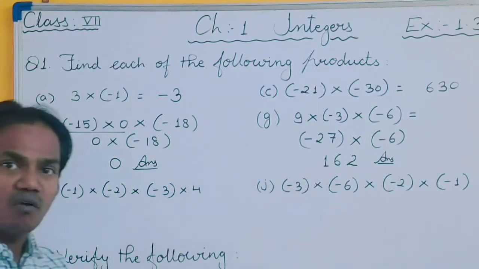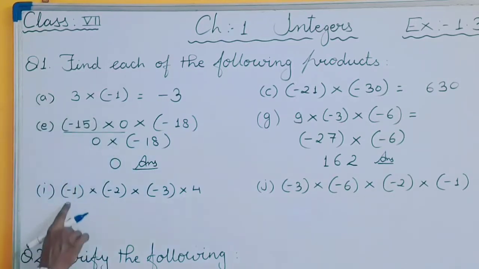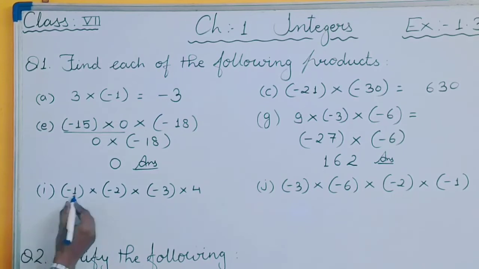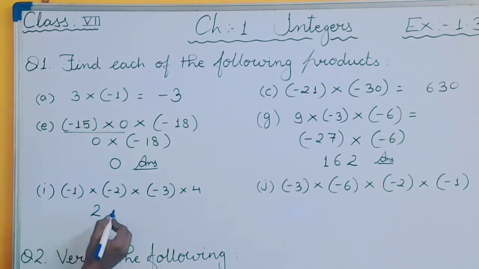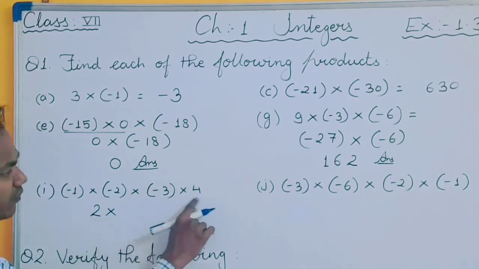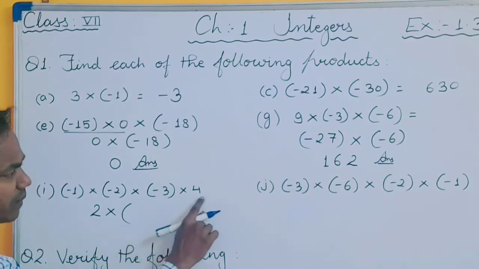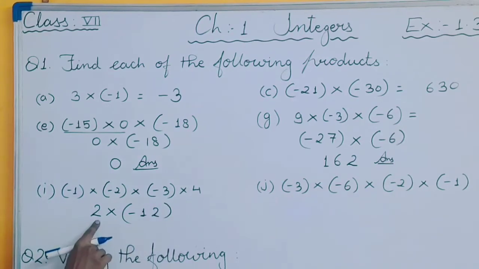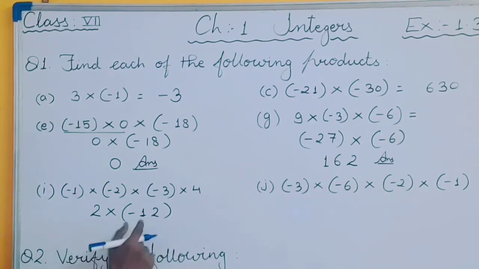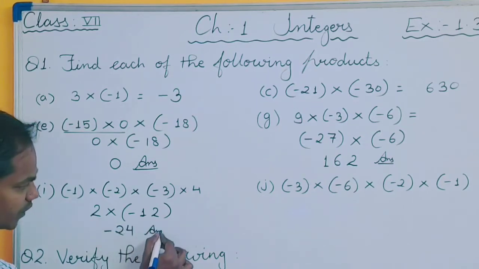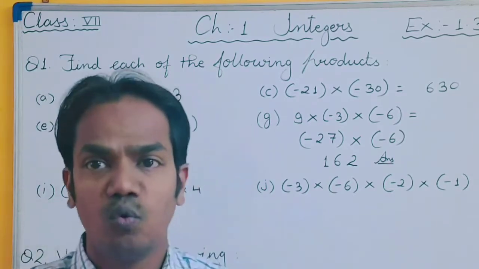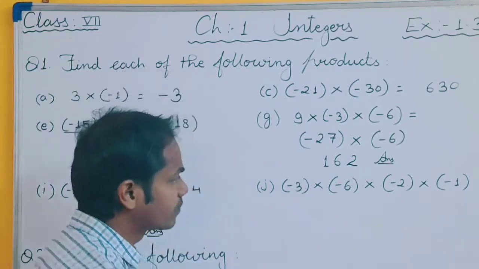Now multiplication of 4 digits. Minus 1 multiplied by minus 2. Again 2 minus signs. So 2 ones are 2. It will become positive 2. And 3 4s are 12. Minus 3 multiplied by 4. It will become minus 12. And 2 multiplied by minus 12. So 12 2s are 24. So your answer is minus 24. You have to remember, you have to learn the rules of integers.